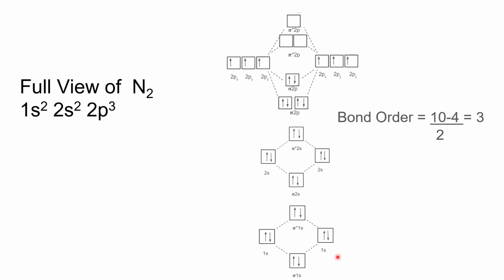So if we're doing the bond order, we've got 2, 4, 6, 8, 10 in bonding orbitals. 2, 4 are in antibonding orbitals. 10 minus 4 is 6. 6 divided by 2 is 3. So the bond order of N2 would be 3, or that triple bond that we see. And that's it.